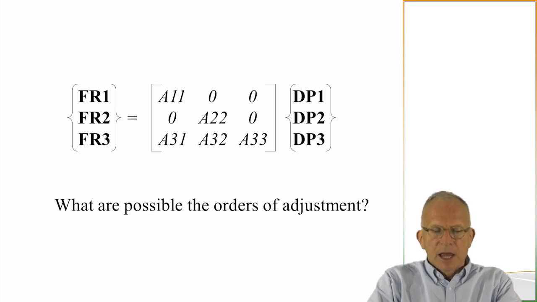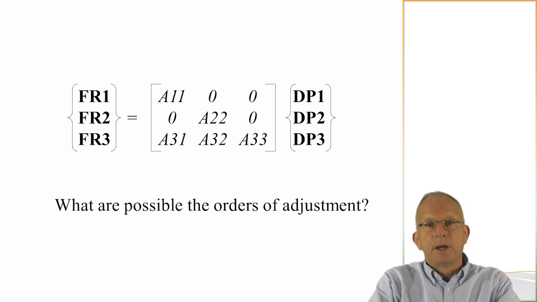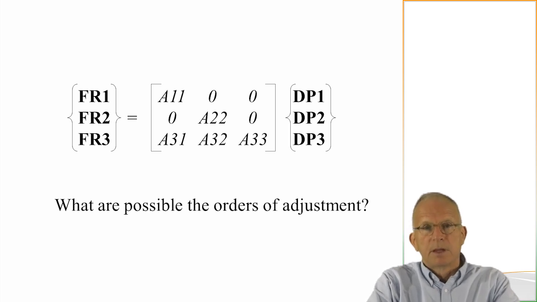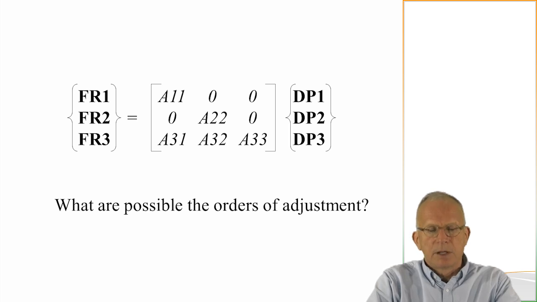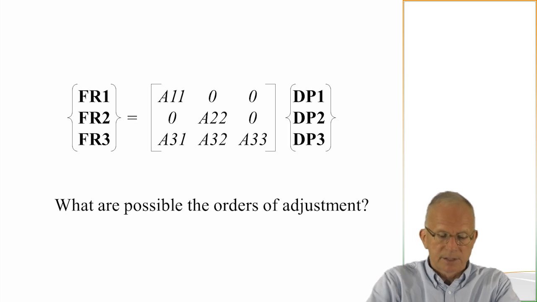Now, in this case, we have a lower triangular matrix, but one of the elements in the lower triangle is 0. So what would be the possible orders of adjustment here? And is there more than one? So again, with a 3x3, we could do this by trial and error. And we could see that there are 2 orders of adjustment. We could either start with DP1 or DP2 and then do the other one. The only thing we have to be sure of is that we do DP3 last.